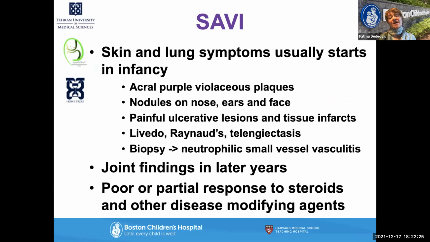In SAVI, usually skin symptoms start in infancy, and lung symptoms start in infancy too, with acral violaceous purple plaques, nodules on the nose, ulcerative lesions, and livedo, Raynaud's, telangiectasia. He really did not have any of these until he was like 14, 15. And then joint findings generally happen later on. But I think we are certainly recognizing now there are many patients who have a different phenotype, meaning the symptoms start at different times, and a poor or partial response to steroids.